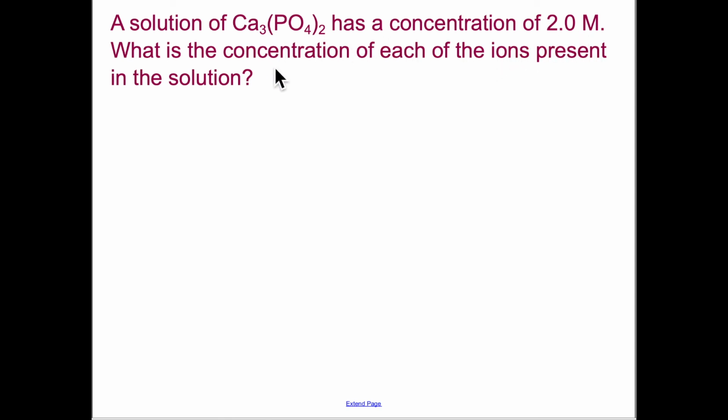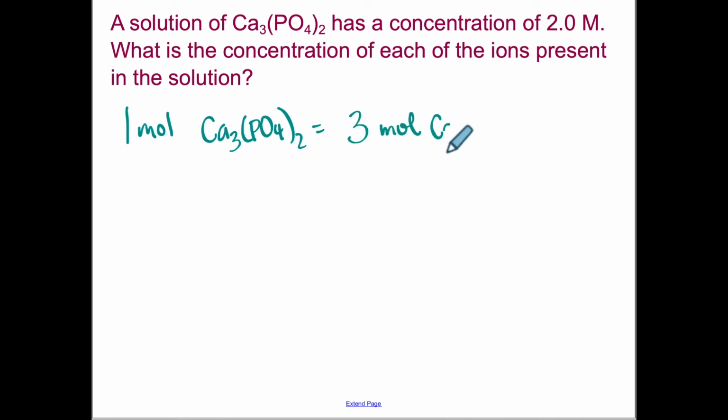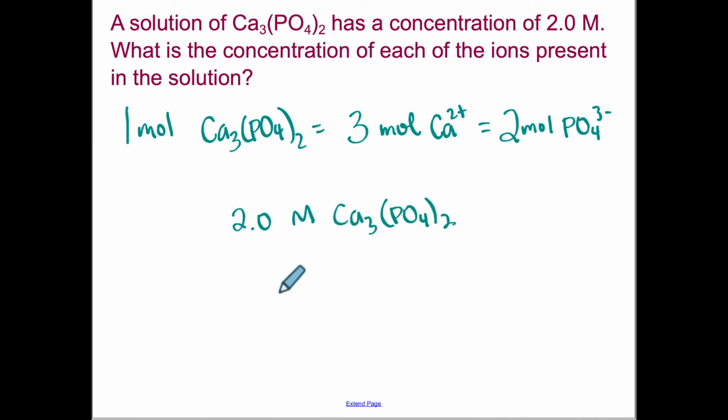All right, this one asks if we have a solution of Ca3(PO4)2 and it has a concentration of 2 molar, what is the concentration of each of the ions present in the solution? So we have this calcium phosphate, and this 3 tells me that in 1 mole of calcium phosphate, there are 3 moles of calcium ions. And this 2 tells us that that's also equal to 2 moles of phosphate ions. If the concentration of the whole solution is 2 molar, that means there are 2 moles for every liter of calcium phosphate. We want to find the concentration of the calcium ions and the concentration of the phosphate ions.